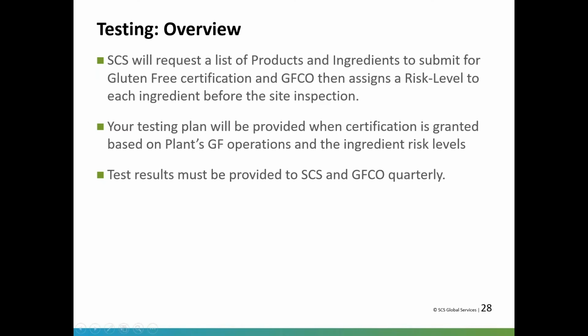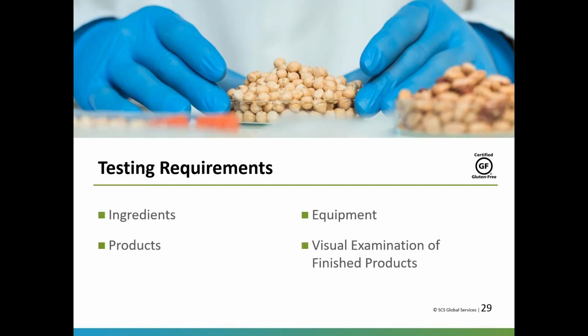The frequency of providing those test results is quarterly, so we'll be sending out reminder emails telling you that you need to submit those. Here are the different things that may or may not need to be tested: ingredients, equipment, products, and in certain cases, if you're selling grains or finished products, you may need to do a visual examination of finished products.